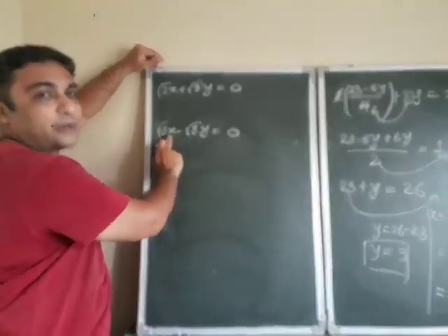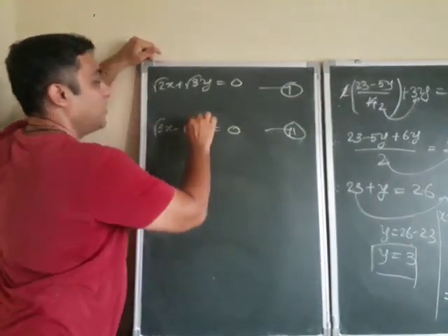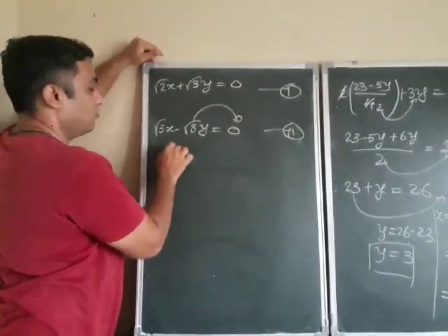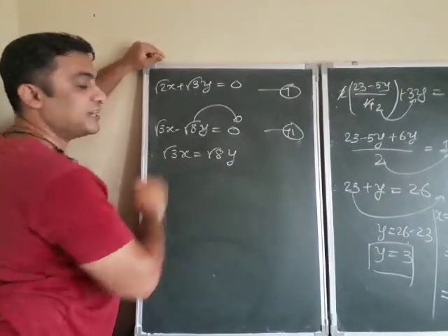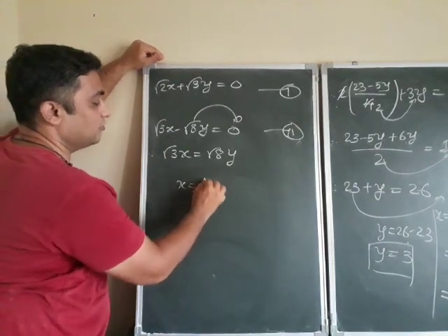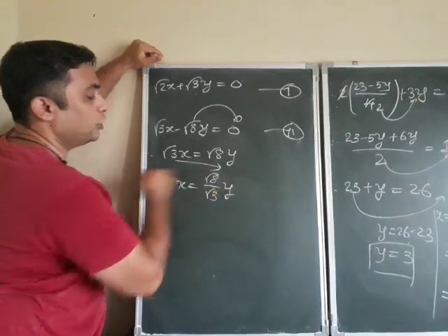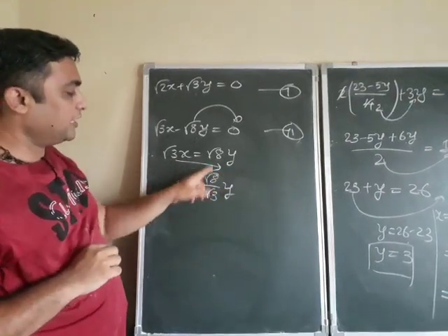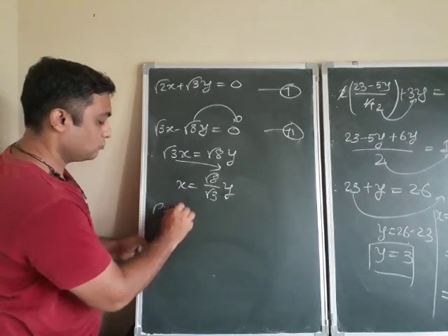काम करो यहाँ से x फाइंड करते हैं और 1 में सब्स्टिट्यूट करते हैं. So see here minus root 8y on this side. So root 3x is equal to root 8y. Minus on this side it would be plus. So दोनों साइड root 3 से डिवाइड करो. So x is equal to root 8 upon root 3 y. This root 3 on this side. Fine. So root 8 upon root 3 y.